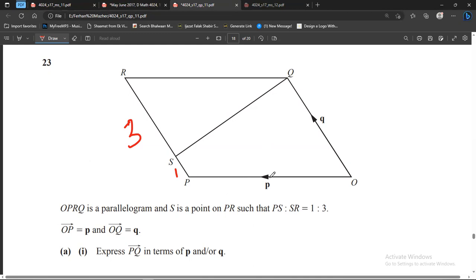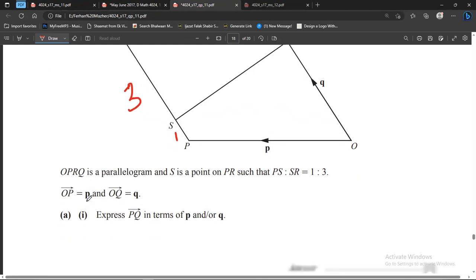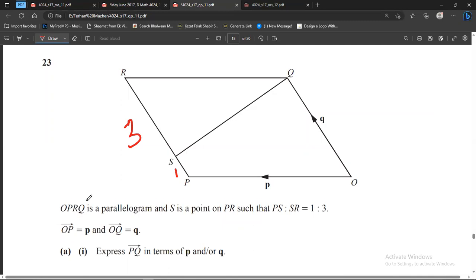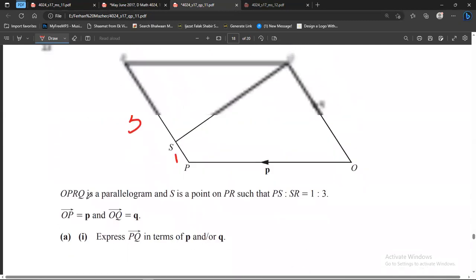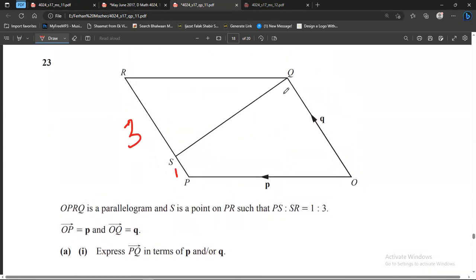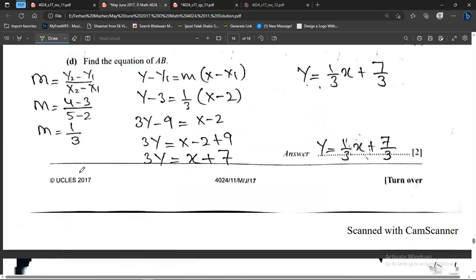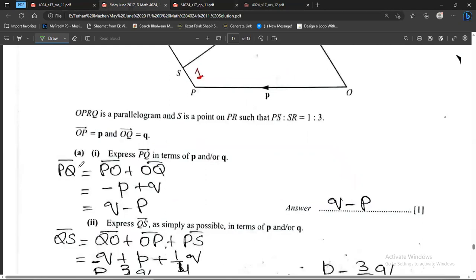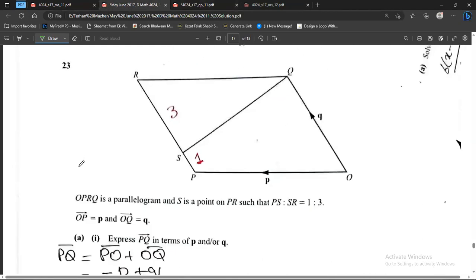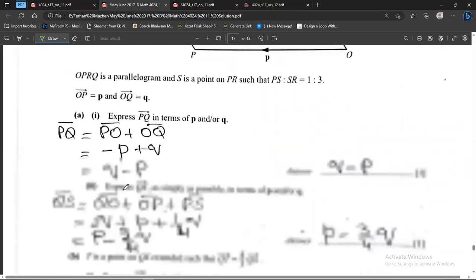OP, this is small p, and this is small q. Then the first question is find the PQ in terms of p and q. The PQ is very simple. From P to Q, you go from P to O, from O to Q. So the method is very simple. If you want to find out the PQ, I will make the bypass. From P go to the O, and from O go to the Q. You will get the PQ.